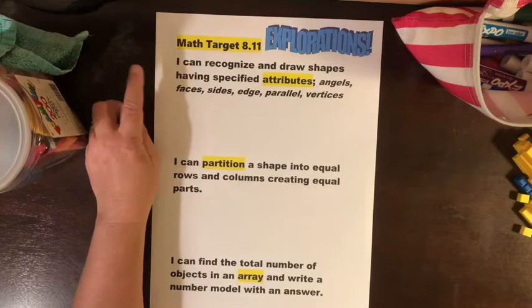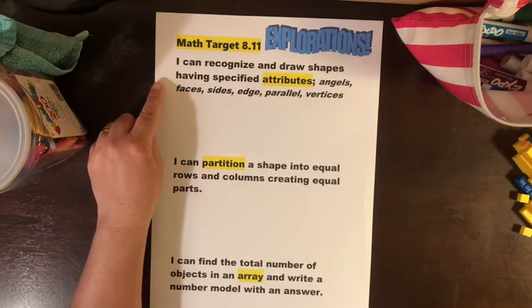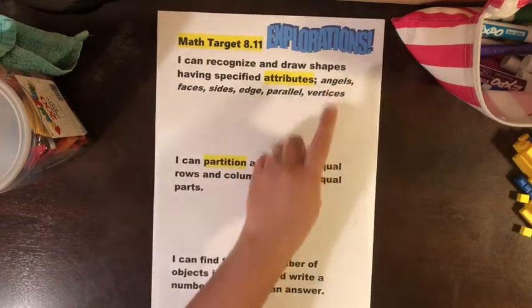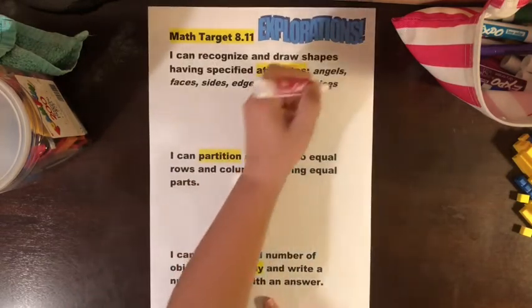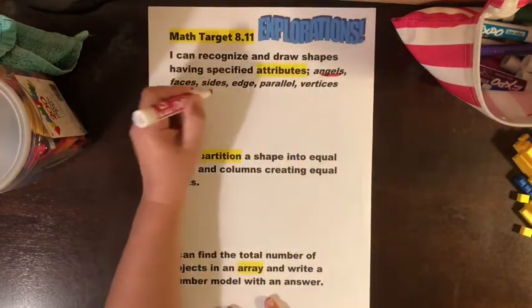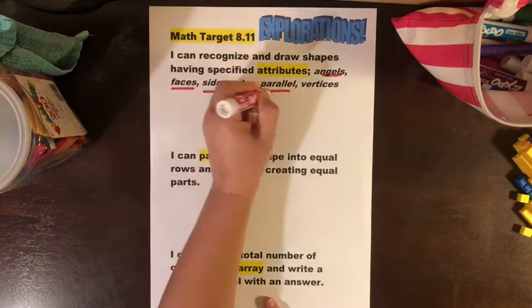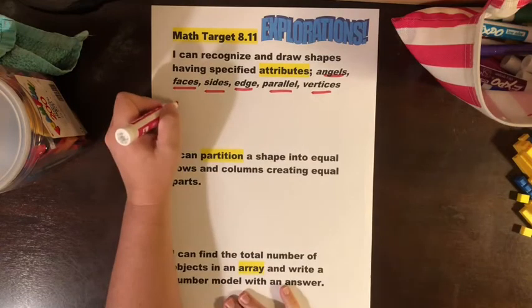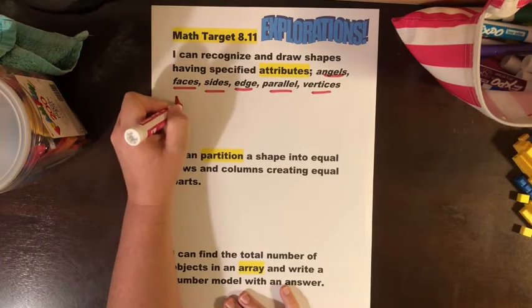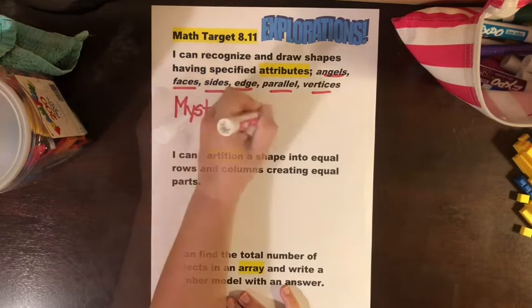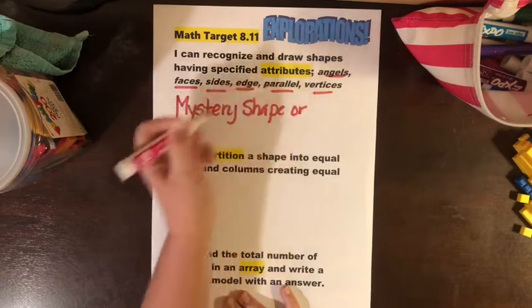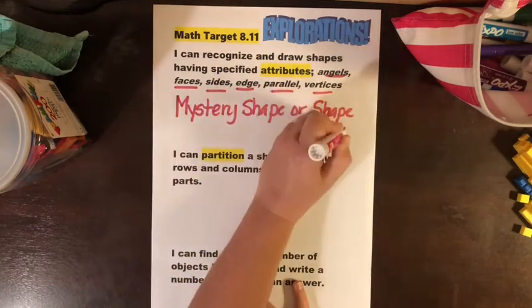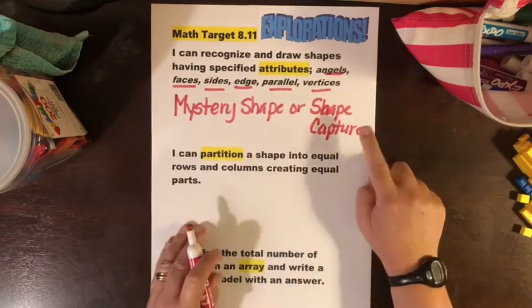So, first target is I can recognize and draw shapes having specified attributes, talking about angles, faces, sides, edges, parallel, and vertices. And this one is going to be a rotation or a game called Mystery Shape, or you can play Shape Catcher, which is on Connect Ed. And I'm going to show you those in just a minute.